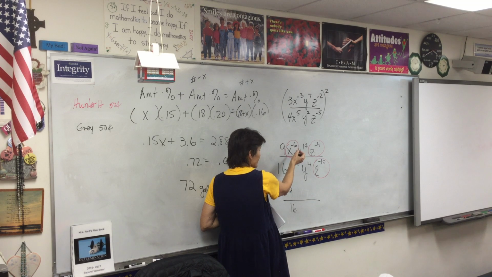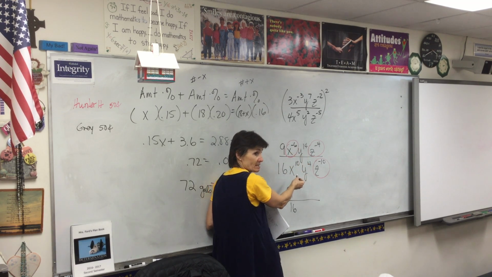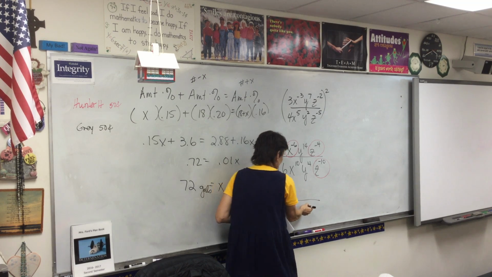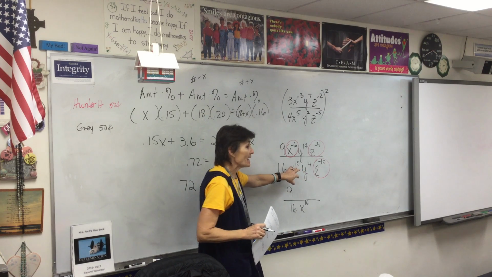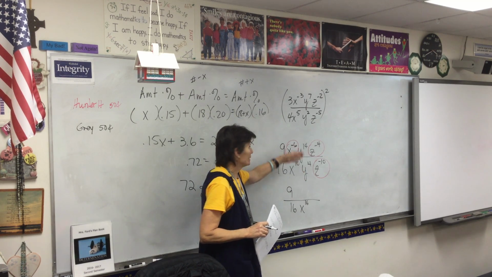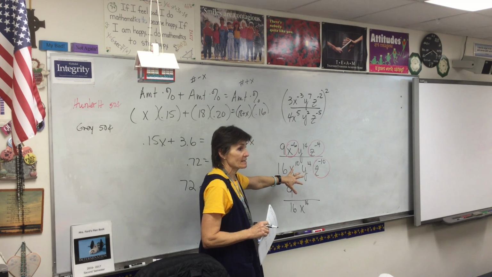Now, this x right here has to come down. But when it comes, how many x's are down here already? 10. I'm bringing down 6 more. So I'm going to have x to the 16th on the bottom. There are 10 sitting down here. 6 more are going to drop down. So you've got 16.